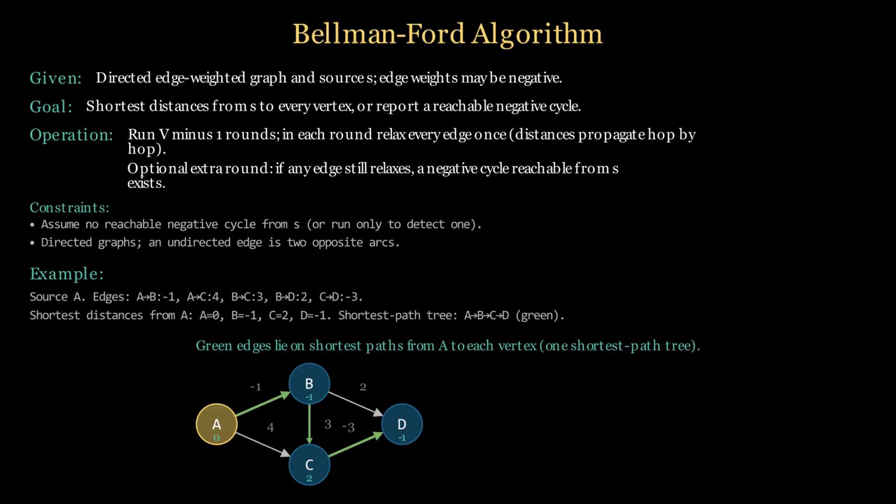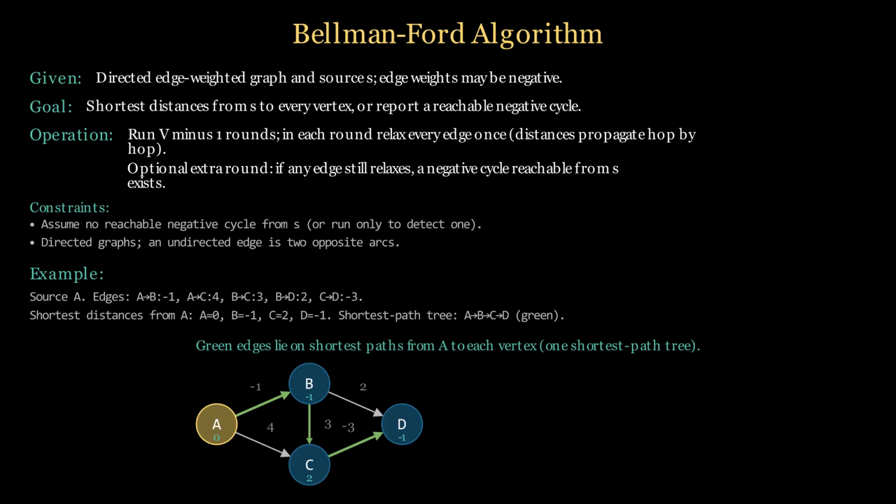We are given a directed graph with edge weights that may be negative, and a source vertex. Our goal is the shortest path distance from that source to every other vertex, or, if a negative cycle is reachable from the source, to recognize that some shortest paths are not well defined.